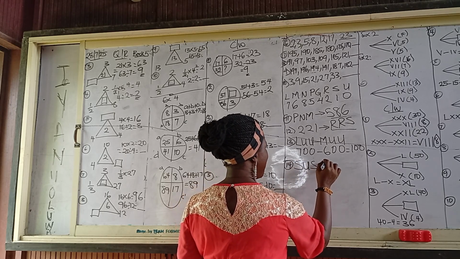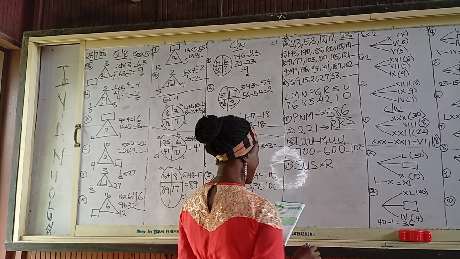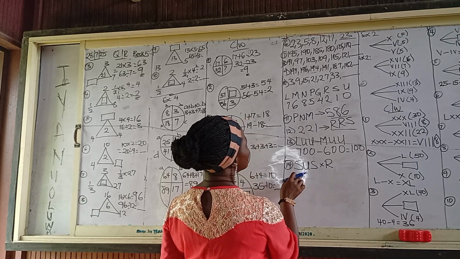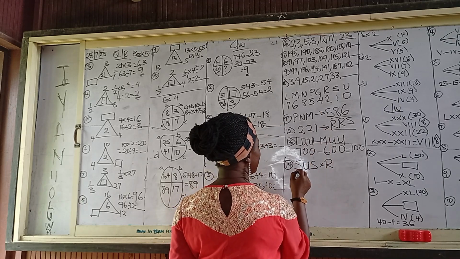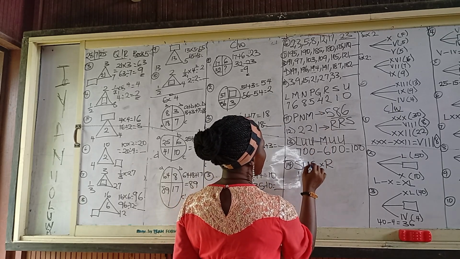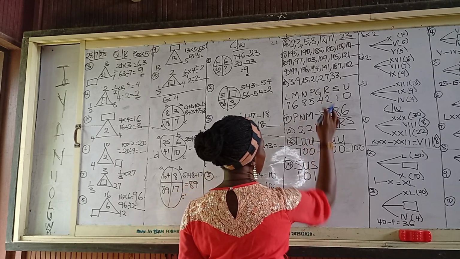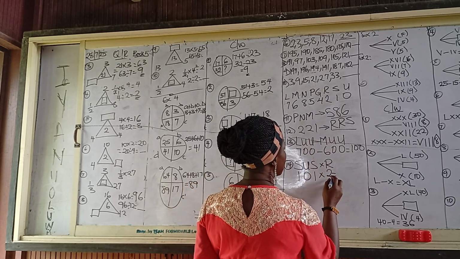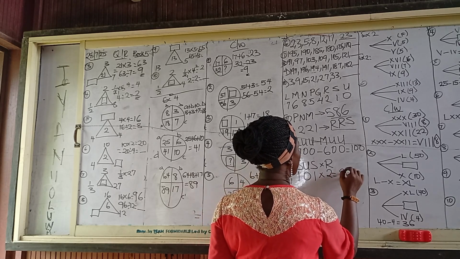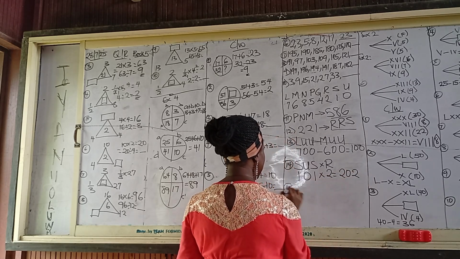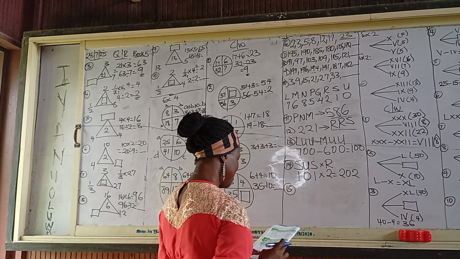Number 14, SUS to multiply by R and leave your answer in figure. S is what? S is 1. U is what? S again. You have to multiply it by what? R there is what? 2. So that gives you what? 202.